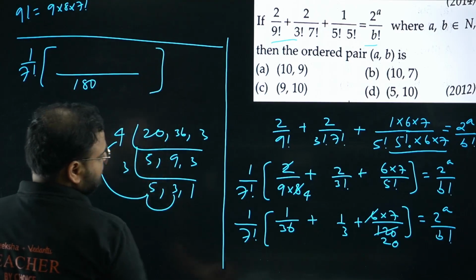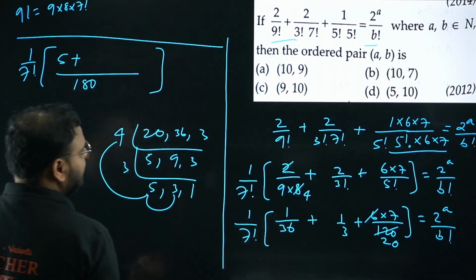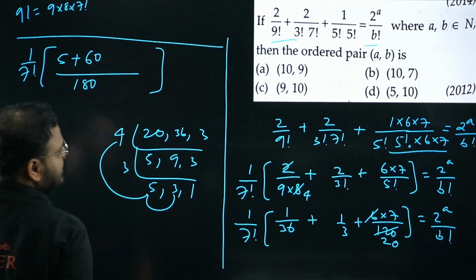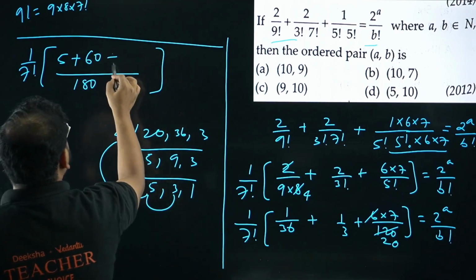Now we'll make the change. 36 times of 5 I'll have, so it'll become 5 plus 3 times of 60, right? So it'll become plus 60. Okay. And 20 times of 9, right? It'll become 9 7s are 63.